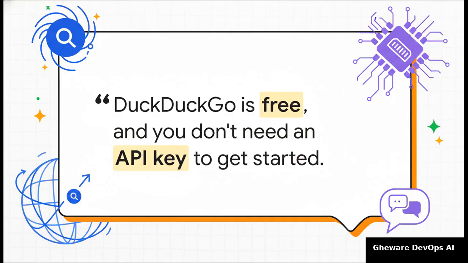And this is a huge deal, seriously. It means you can give your agent this unbelievably powerful capability without spending a dime or going through some complicated setup. It just lowers the barrier to entry, letting you build something genuinely useful, like right now.